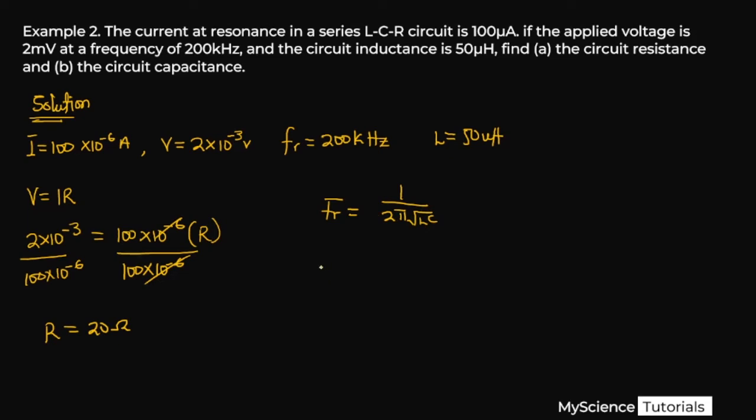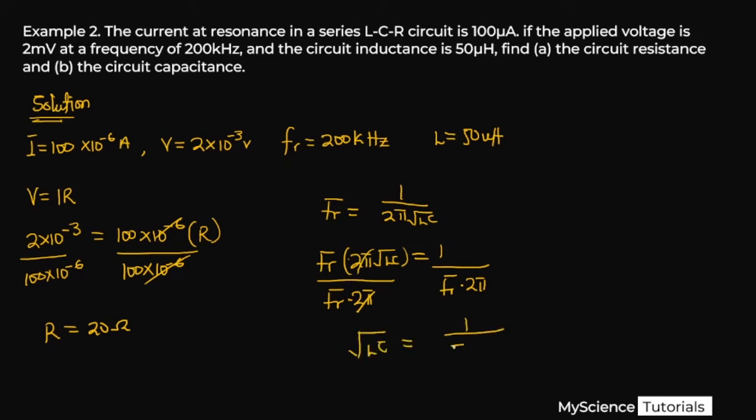If we cross multiply here, we realize that the resonant frequency multiplied by 2 pi the root of LC will give us 1. So we divide both sides by resonant frequency multiplied by 2 pi. We will be left with the root of LC is equal to 1 over resonant frequency 2 pi. So we square both sides to get rid of the root sign.